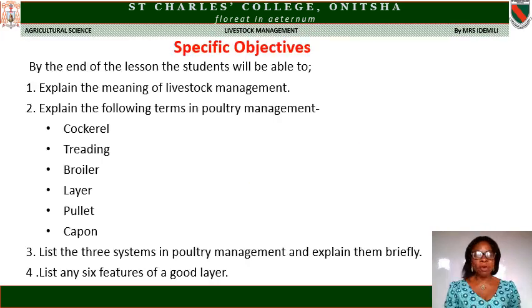Now listen very well to the lesson because as we come to the end of it, you are going to answer the following questions for me. Number 1, explain the meaning of livestock management. 2, explain the following terms in poultry management: cockerel, treeding, broiler, layer, pullet, capon. Number 3, list the 3 systems in poultry management and explain them briefly. And lastly, list any 6 features of a good layer.